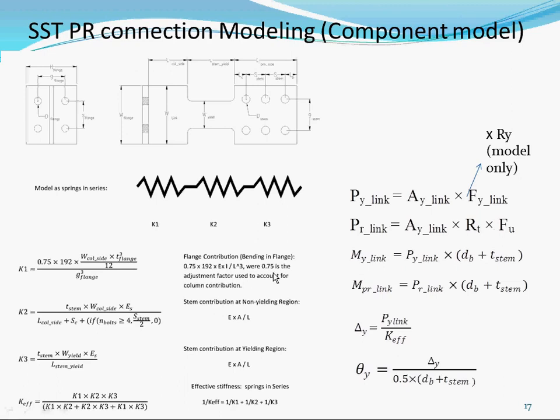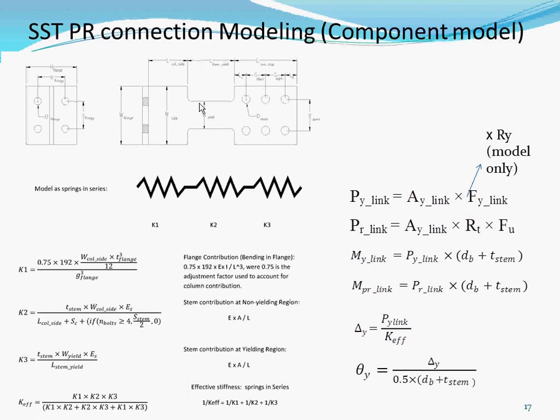This one, flange bending, the 0.75 is some kind of adjustment factor, because the column flange also bends a little bit. When you bolt it up and pull on it, the column flange would bend a little bit, and that's just approximately a fudge factor, an adjustment factor, to account for the column connection.